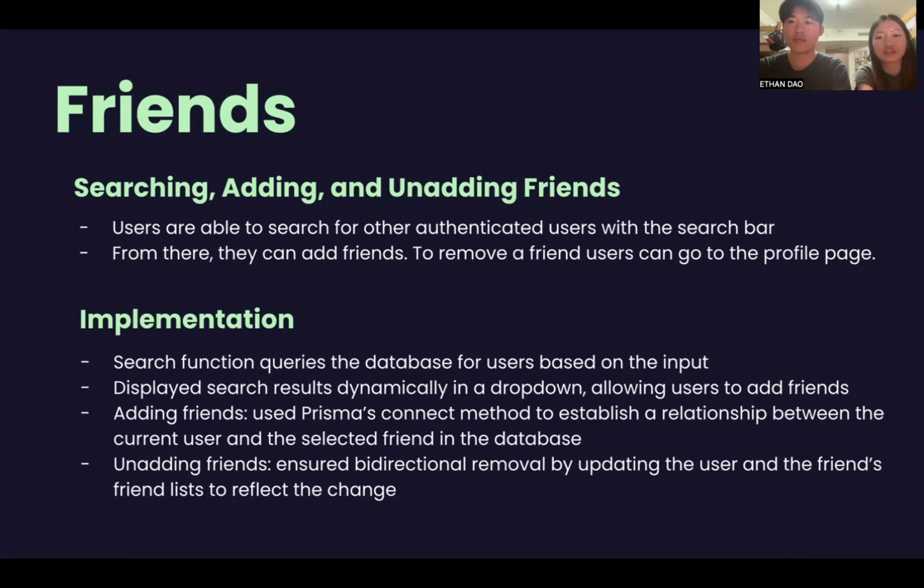The implementation for this requires a search function to query the database for users based on what the user is inputting into the search bar. It then displays search results dynamically in a drop-down bar, allowing users to scroll through and add the friends that they wish to.